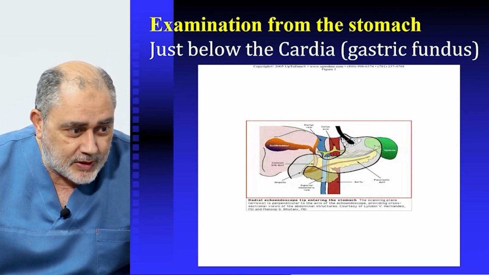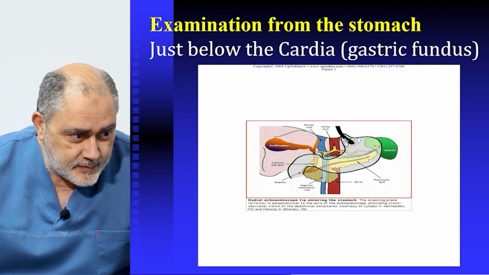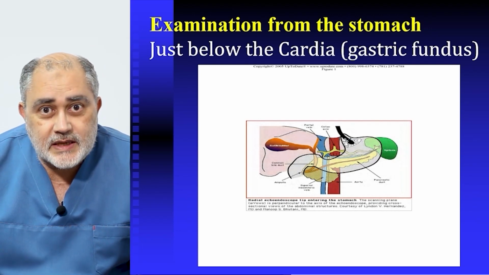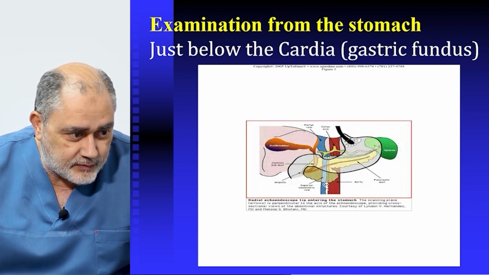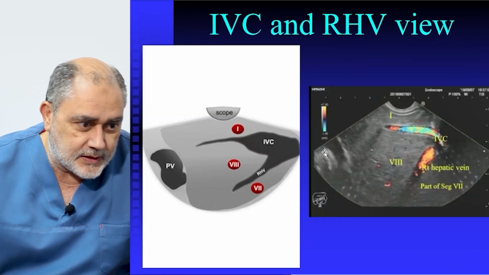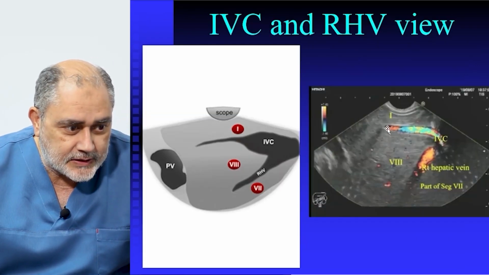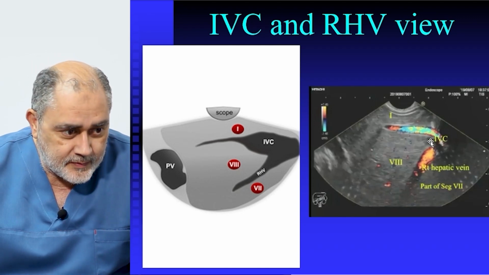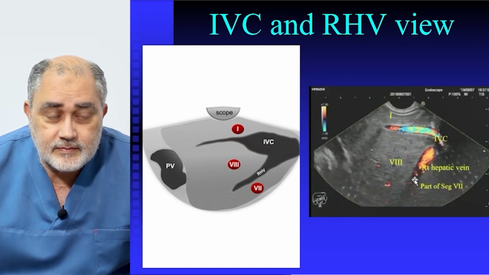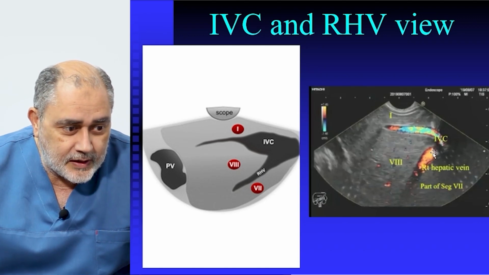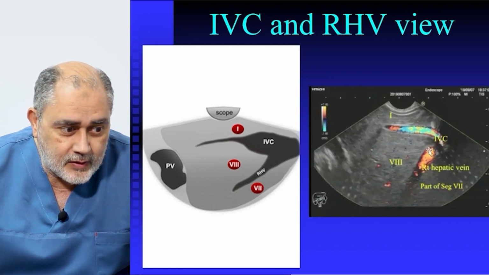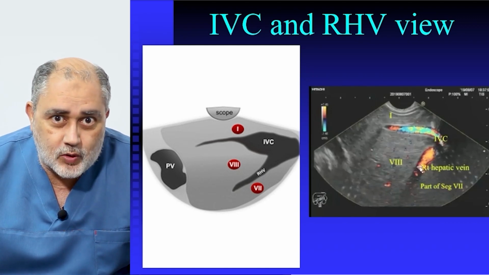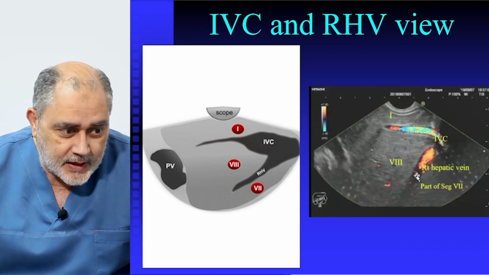We start the examination by locating the echo endoscope at the cardia and gentle clockwise and anti-clockwise rotation to search for our landmark, which is the inferior vena cava and the right hepatic vein. This is the intrahepatic portion of inferior vena cava, and this is the right hepatic vein. The right hepatic vein has widest diameter at its insertion with the inferior vena cava, with gradual sloping, gradual decrease in diameter as it is going deep in the liver.